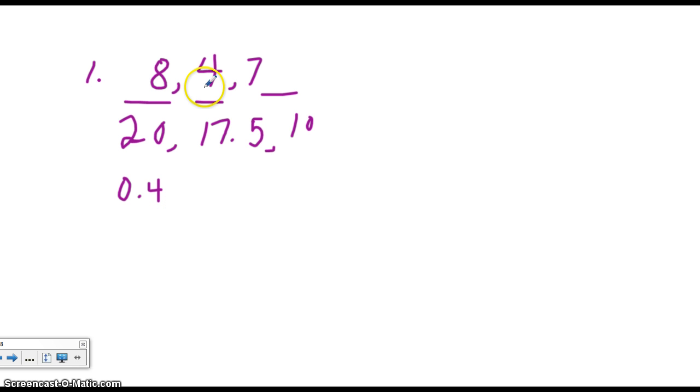I know that I'm not going to get 4/10 when I take 4 divided by 17.5. So these triangles are not similar. And again, to just confirm that, 7 divided by 10 is 7/10 or 0.7. So these two are not similar. We would test those. And then again, don't do extra work.